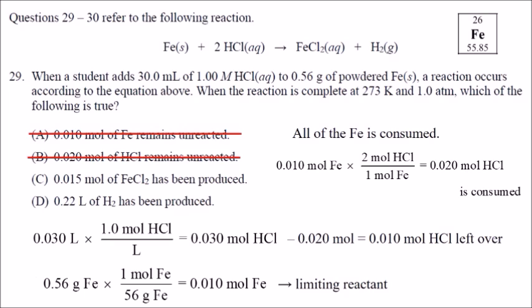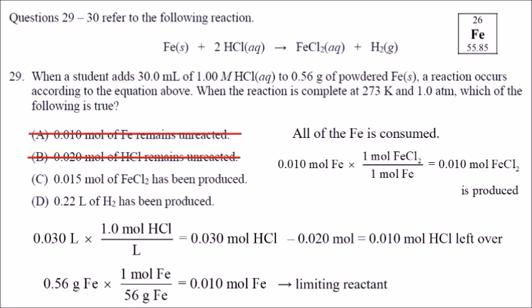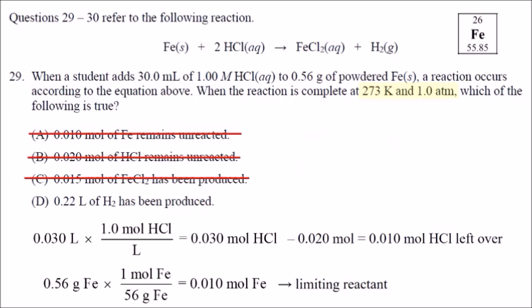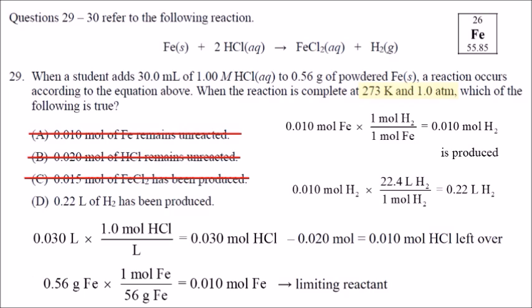As far as the iron chloride, there is a 1-to-1 ratio between iron and iron chloride. So we're going to produce 0.01 moles of iron chloride. So the correct answer could not be C. Now, as far as why the correct answer is D, we are under STP conditions, 273 Kelvin and 1 atmosphere. That means that 1 mole of gas occupies a volume of 22.4 liters. And if we're going to produce 0.01 moles of hydrogen times 22.4 liters per mole, we're going to produce 0.22 liters of hydrogen. So the correct answer is, in fact, D.